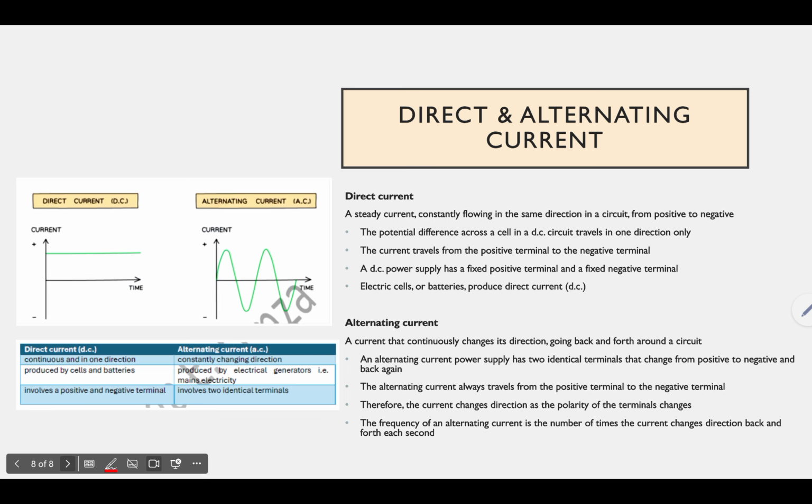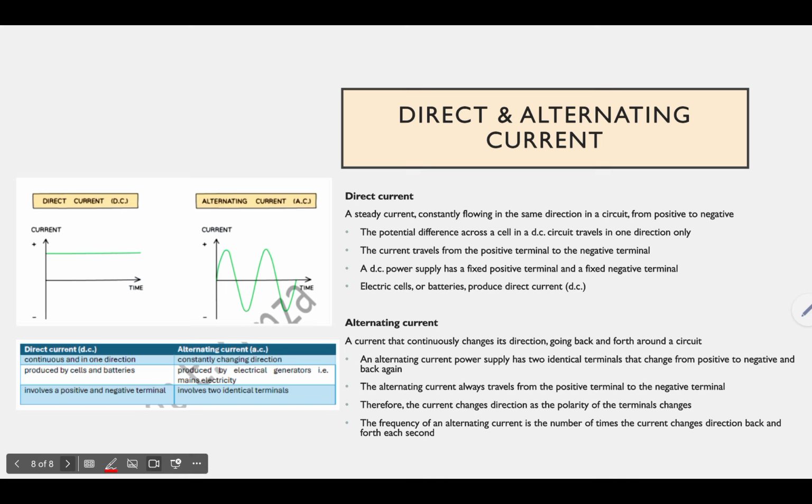Finally, the difference between direct and alternating current. Direct current is a steady current constantly flowing in the same direction in a circuit from positive to negative. The potential difference across a cell in a DC circuit travels in one direction only. Current travels from positive to negative terminal. The DC power supply has a fixed positive terminal and a fixed negative terminal. Electric cells, batteries produce direct current.